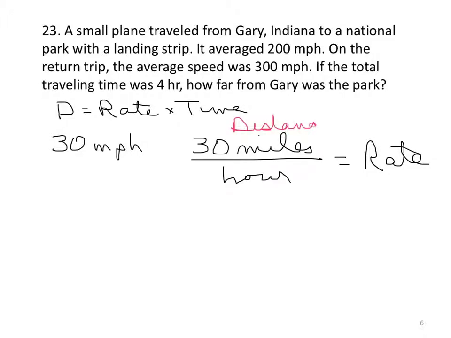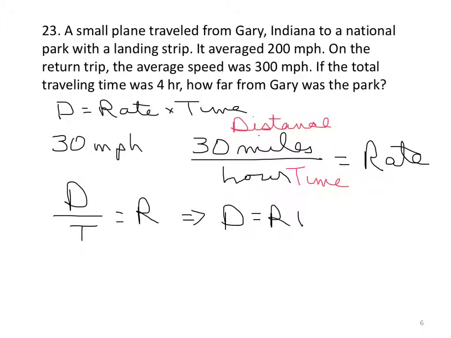And hours is time. So you have distance over time equals rate, which, if you multiply both sides by t, you get distance equals rate times time. So if you forget the formula, think about, what does 30 miles per hour mean? It means the rate you're going, and miles is distance, and time is hours.